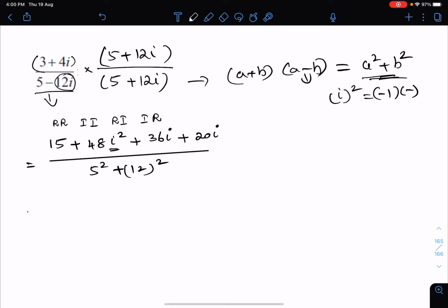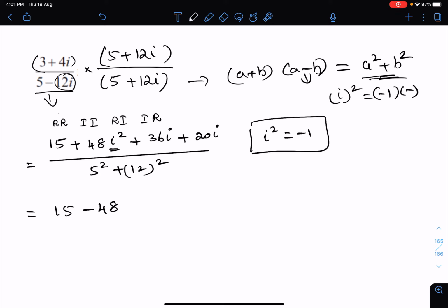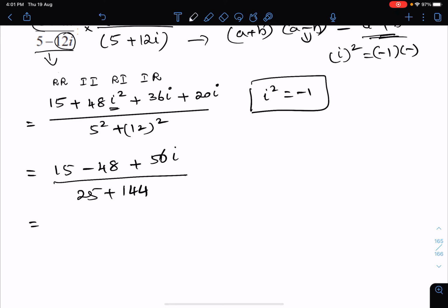So now this is going to become 15 minus 48, since i square equals minus 1. You have to always remember this. Combining these two, 36 and 20, both have the same sign, so you are going to add it as 56i. The denominator is going to be 25 plus 144. So after subtracting these two, what are you going to get? 48 minus 15 is going to give you minus 33 plus 56i, over the denominator, which is 169.